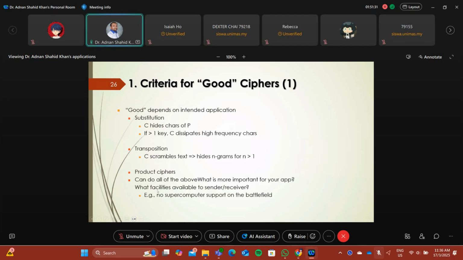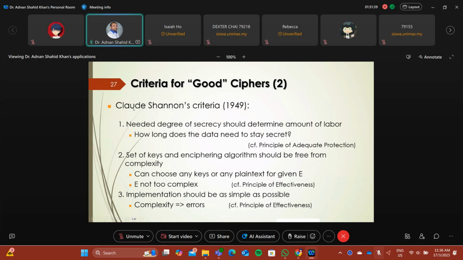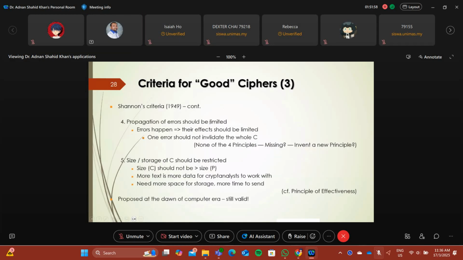What facilities are available to the sender and receiver? There is no supercomputer support on the battlefield. Shannon's criteria: the needed degree of secrecy should determine the amount of labor. How long does the data need to stay secret? The set of keys and the encryption algorithm should be free from complexity, and the implementation as simple as possible. Propagation of errors should be limited. The size of the ciphertext should be restricted: it should not be bigger than the size of the plain text.